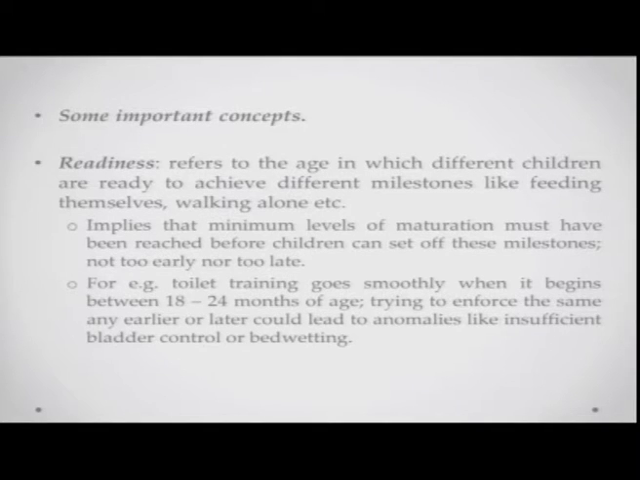Now, there are some other concepts that I would like to prime you with with respect to how the biological development pans out. Now, you can talk about readiness. Readiness basically refers to the age at which children are ready to achieve different kinds of milestones, like feeding themselves, walking alone, starting to speak, starting to understand different concepts. So the readiness of the child implies the minimum levels of maturation, physical and psychological, that the child must have reached before the children can set off to achieve these different milestones.